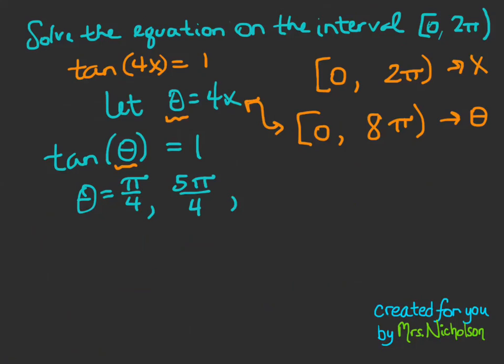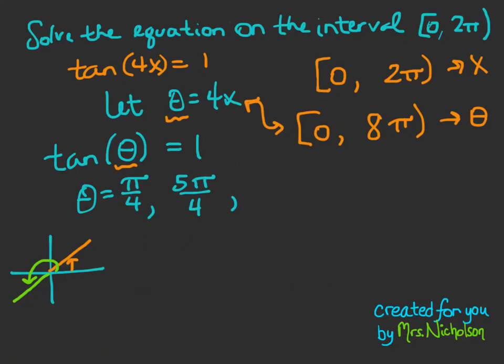So let's think about what this looks like. Pi over 4 and 5 pi over 4. That would be these angles right here. Pi over 4. Let's use different colors. This would be pi over 4. And I'm going to do this one in green. This would be 5 pi over 4.